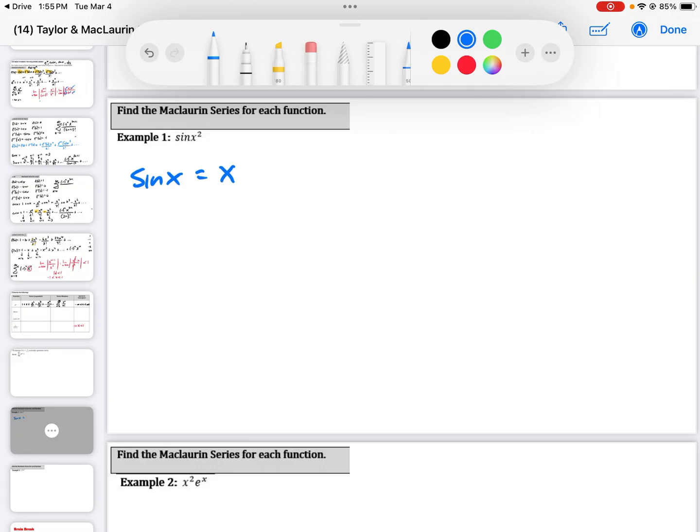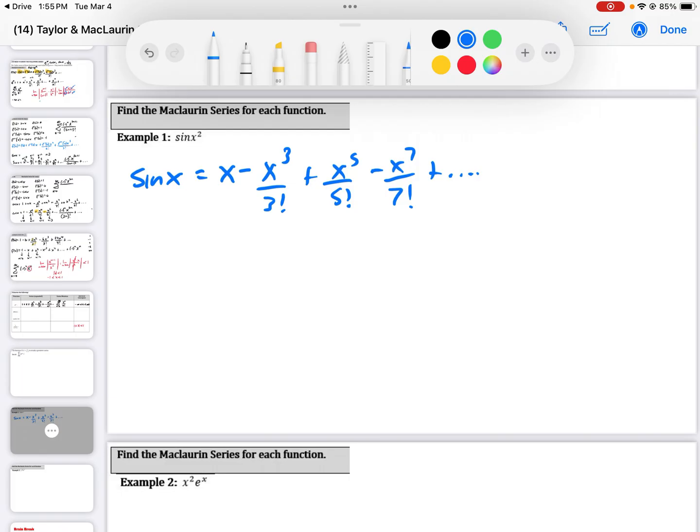I've got to write out the first couple terms, and it will usually tell you to find the first 3 non-zero terms or the first 4 non-zero terms. That'll tell you how far out to go. But I've got to know this basic setup for sine, right? Plus dot, dot, dot.